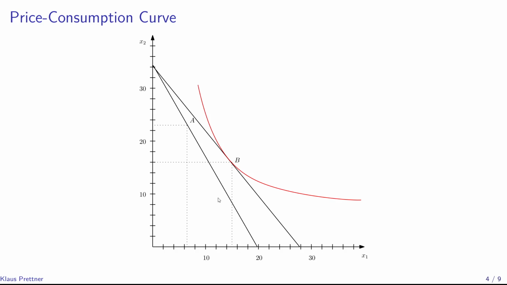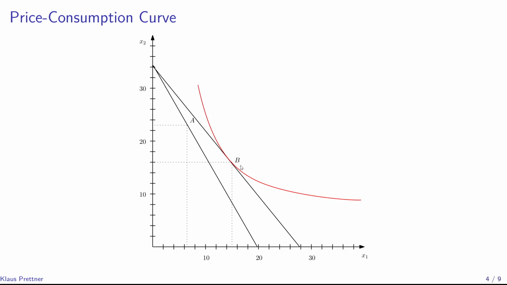Now what will the consumer do in this case? Well, here the optimal point would then be the consumption choice at point B. The consumer buys more of good 1, which is intuitive because good 1 has become cheaper, and buys less of good 2, which is also intuitive. Good 1 has become cheaper, so if the two goods are substitutes, then households would buy more of good 1 and less of good 2.